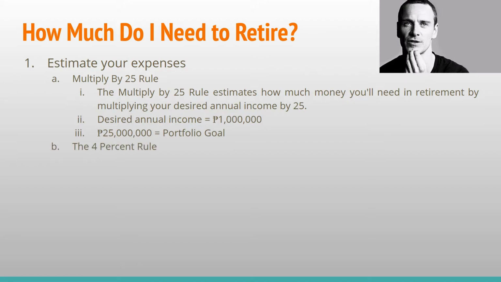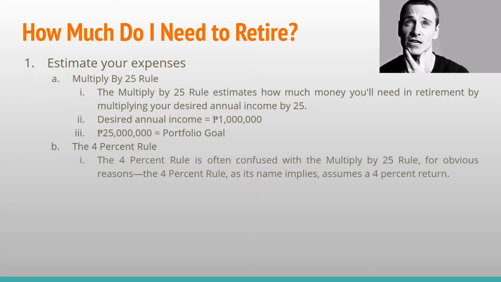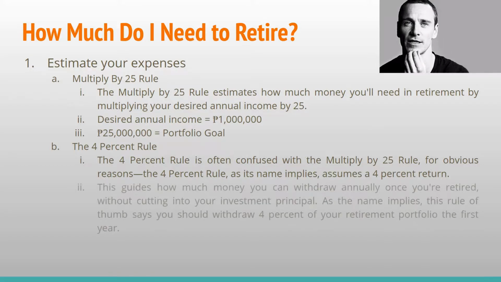And then, mag-a-apply dun ngayon yung 4% rule. So, what does that mean? The 4% rule is often confused with the multiply by 25 rule for obvious reasons, kasi the 4% rule, as its name implies, assumes a 4% return. So pagka nabuo mo na yung 25 million pesos na portfolio, i-assume mo palagi na every year magkakaroon yun ng 4% return. So yung 4% ng 25 million is 1 million pesos. So pwede mo siyang i-withdraw every year kasi nga mag-earn siya ng 1 million every year pagka nag-retire ka.